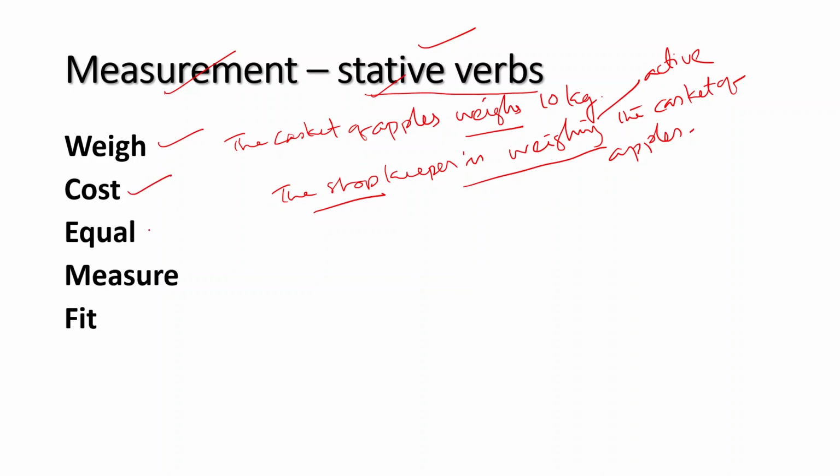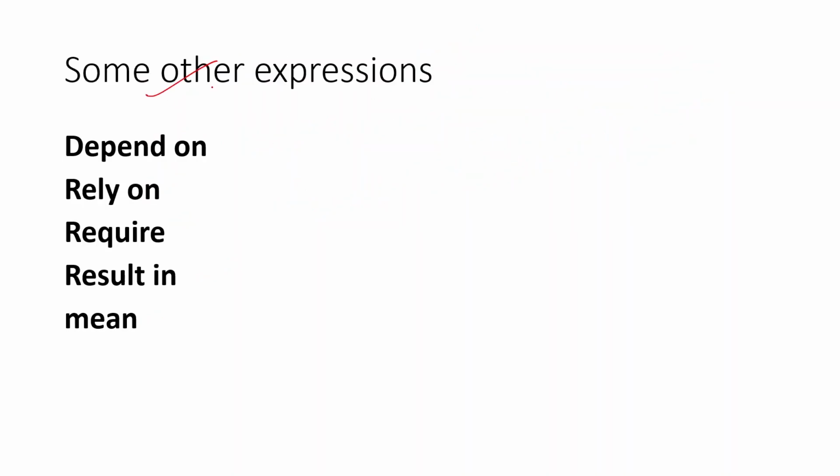Like that, cost, equal, measure, fit. Some other expressions like depend on. We never use depend on in continuous tense, or rely on. The Prime Minister relies on his cabinet ministers, not the Prime Minister is relying on. That is wrong. Then require, result in, mean. All these words should be used in simple forms, not in continuous forms.